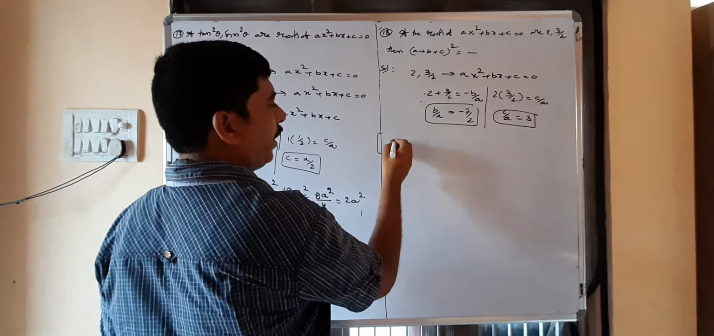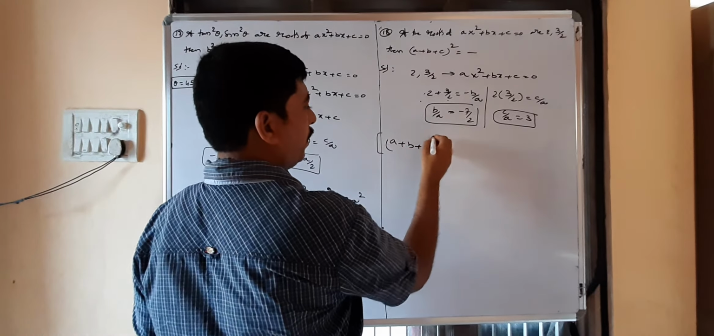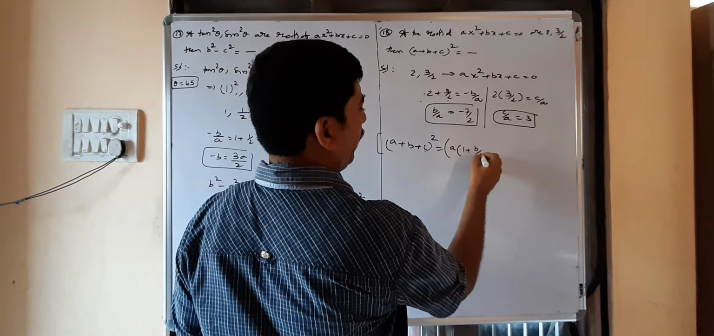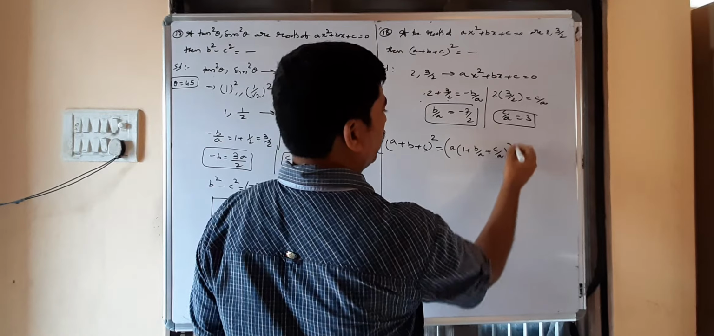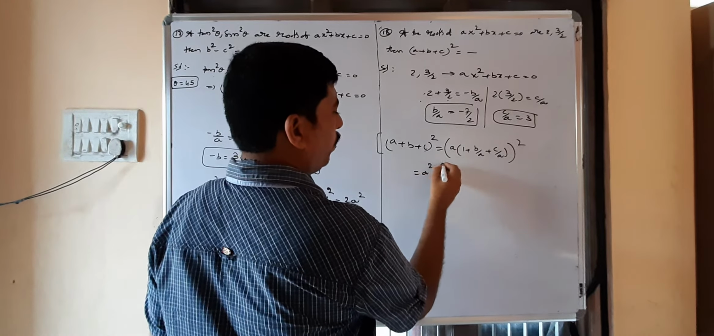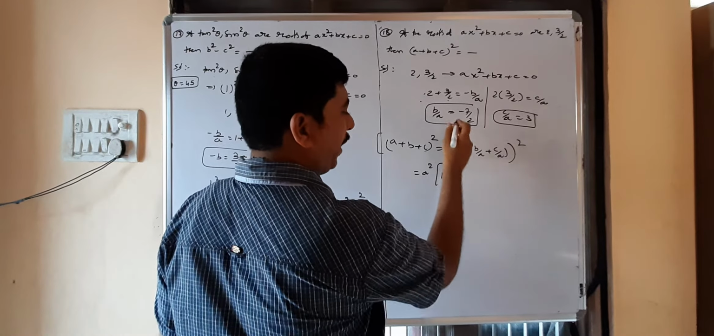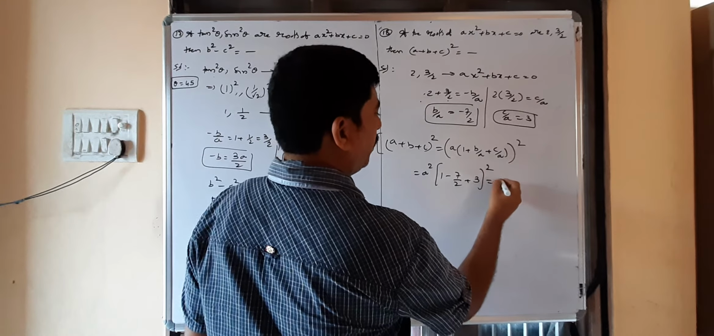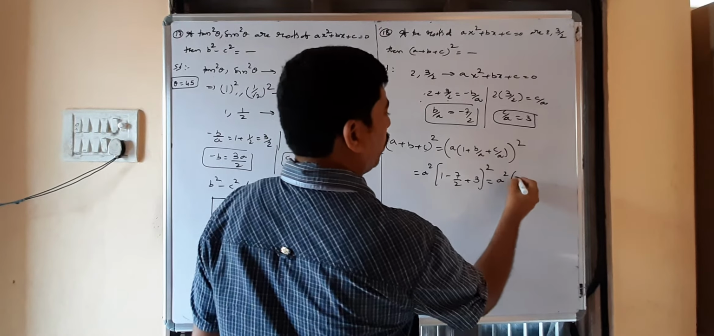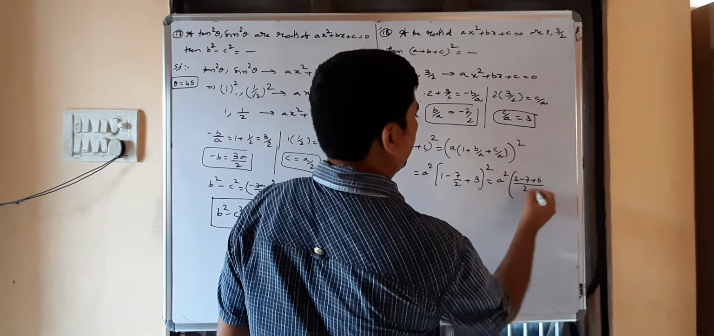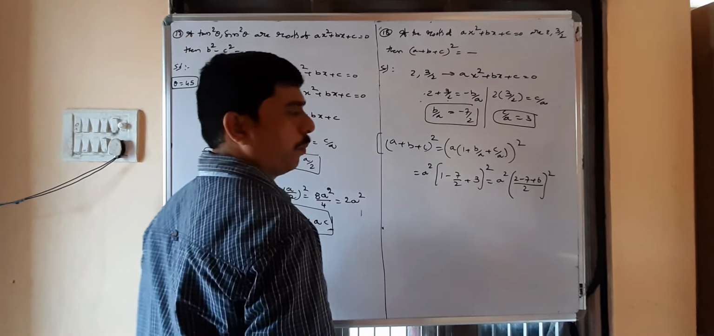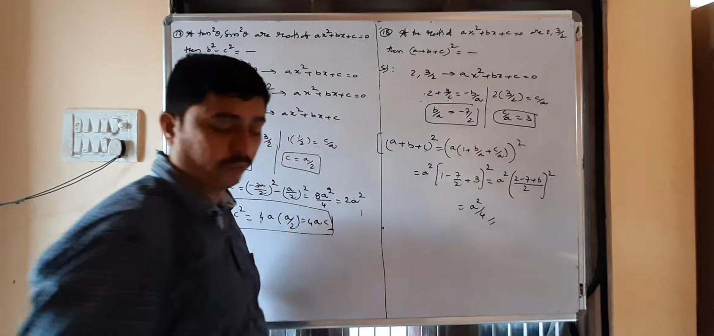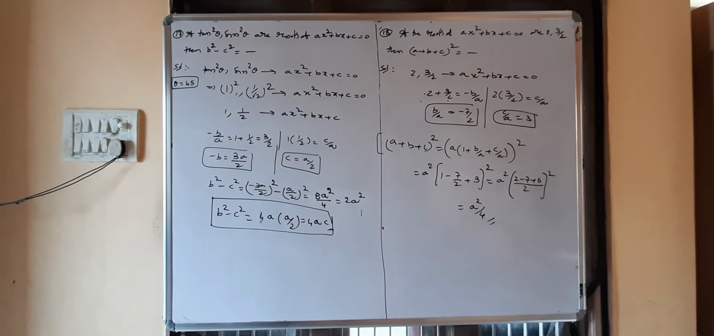They are asking to find (a + b + c)². Taking a common, it is a² (1 + b/a + c/a)². That is a² (1 + (-7/2) + 3)². Taking the LCM 2: (2 - 7 + 6)/2 whole square, that is (8 - 7) = 1/2. So that is a²/4. Answer: a²/4. Copy that problem.